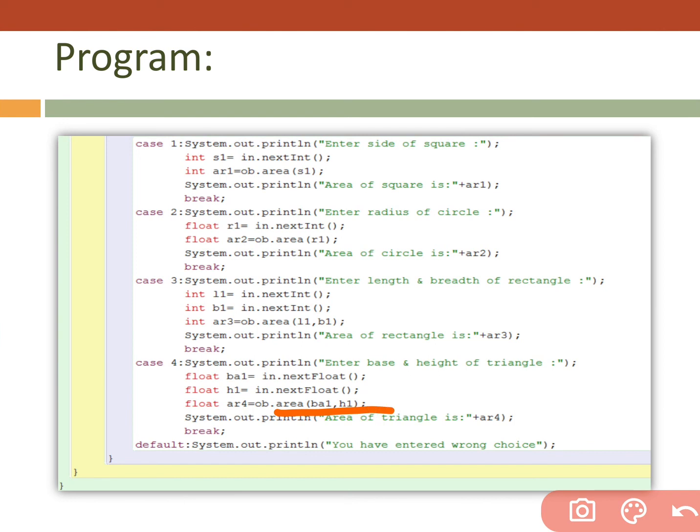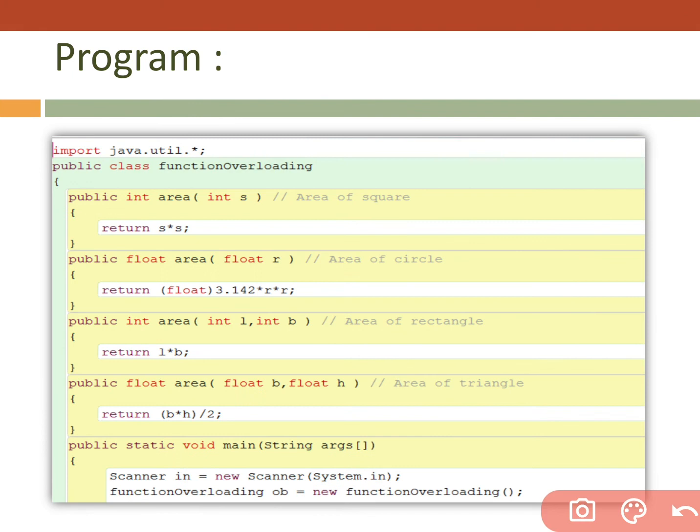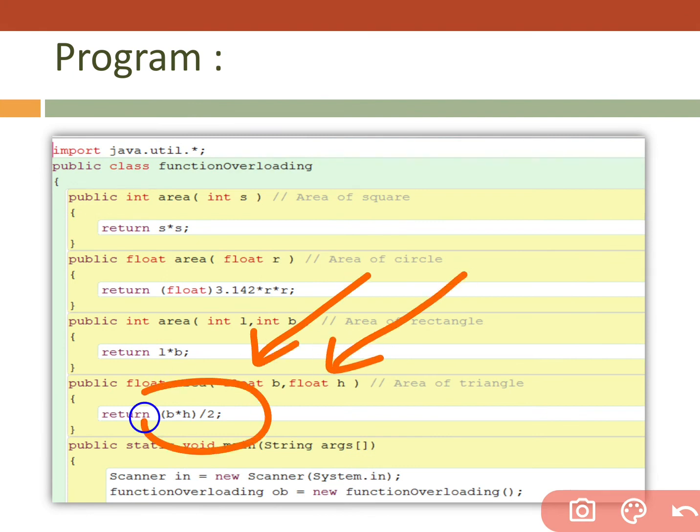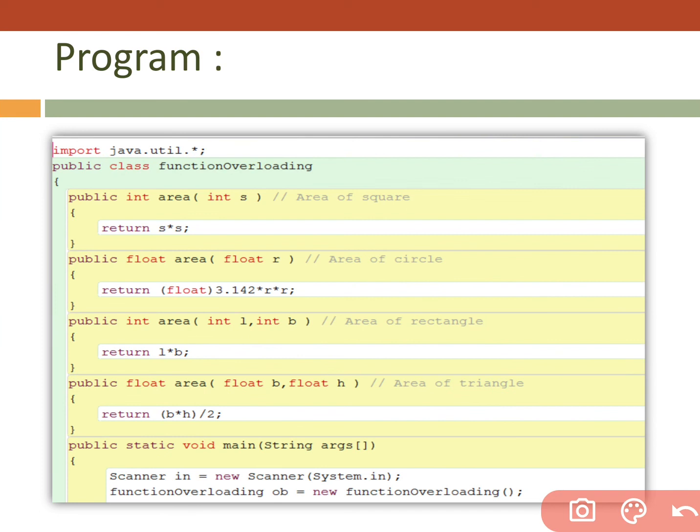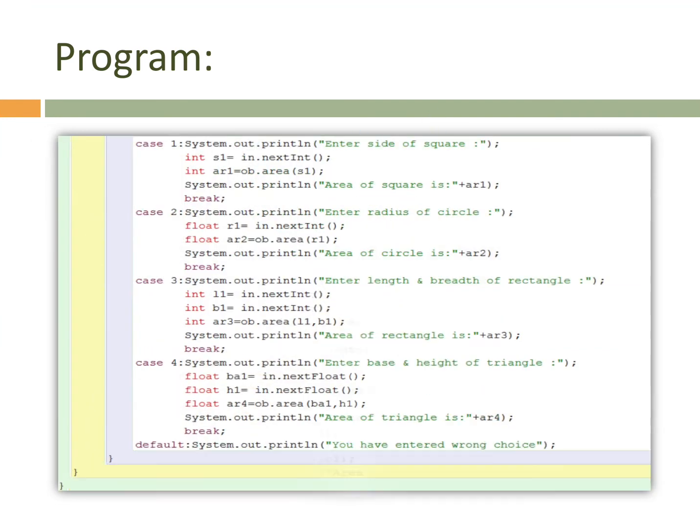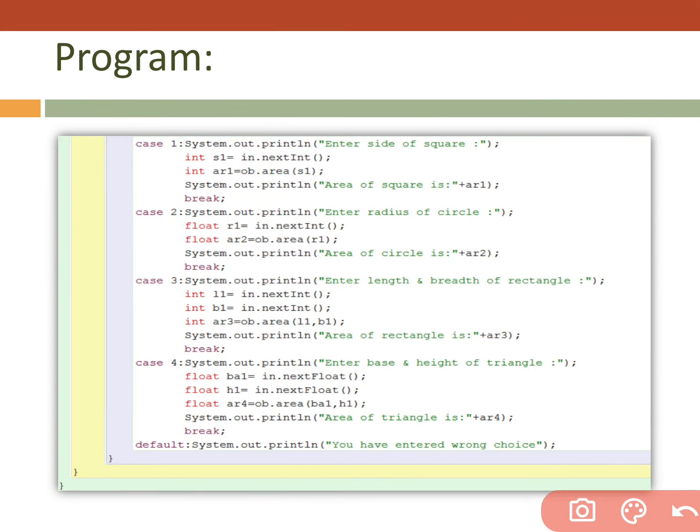And then see what happened. This function is going to receive both the values, and then from this logic, half into base into height, we are getting our answer back to the calling function. And see what happened. This AR4 is going to receive it, and we are going to display that AR4.